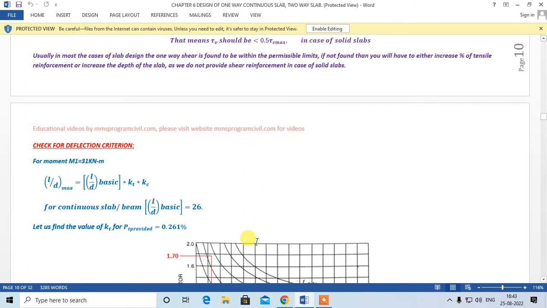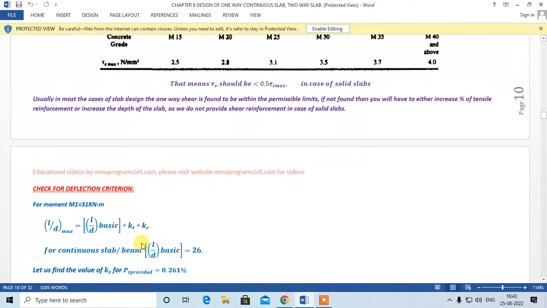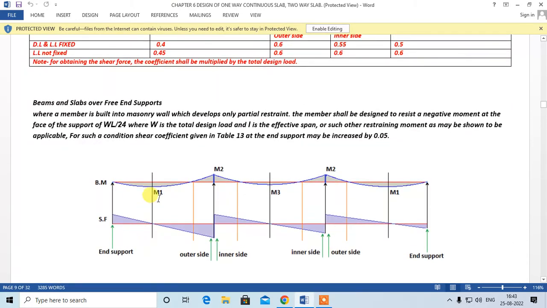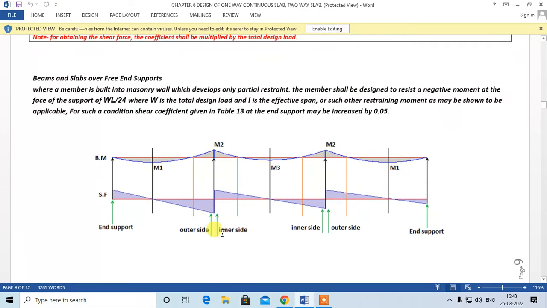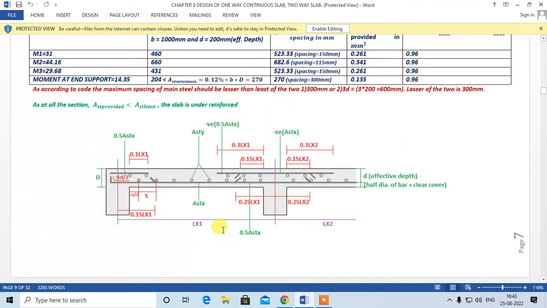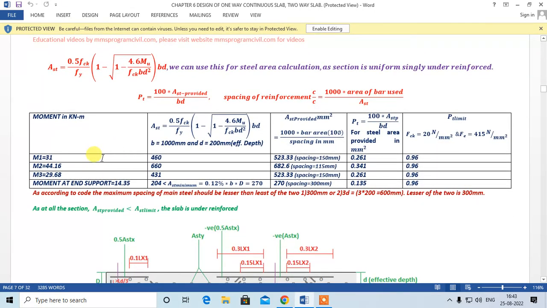Okay. So the next step is to do the check for deflection. Now we will do the check for deflection at the midspan, definitely over here and over here, that is for moment M1 and moment M3. So we can see from this table, let me go above. This is moment M1. This is our required steel and this is our provided steel, and this is the percentage of steel we have provided, PT. So these three values we are going to use for doing the check for deflection.